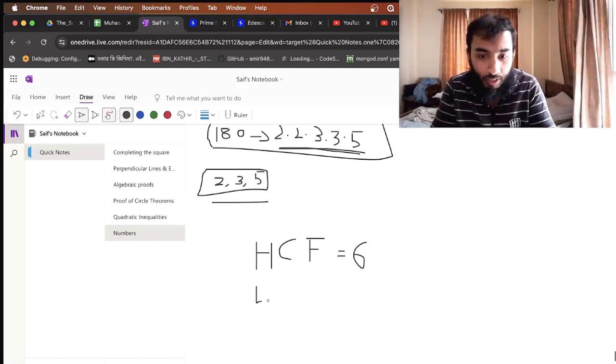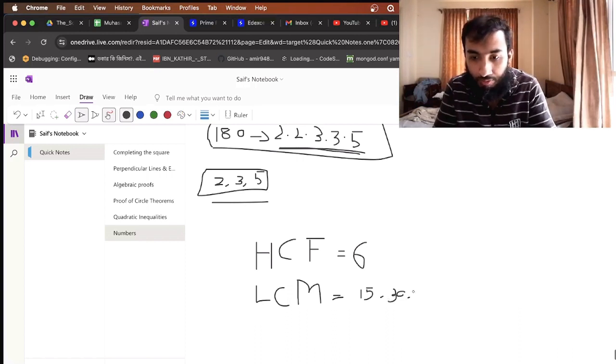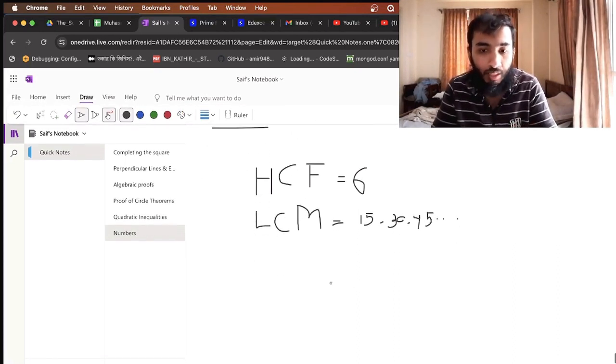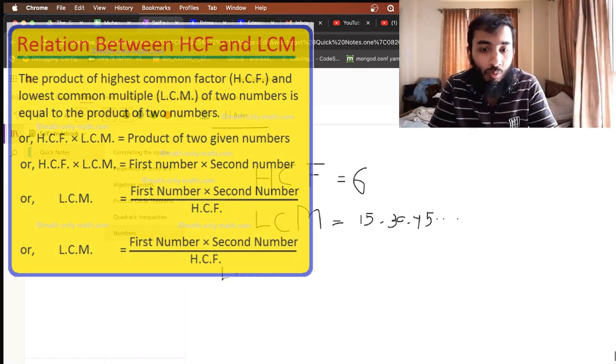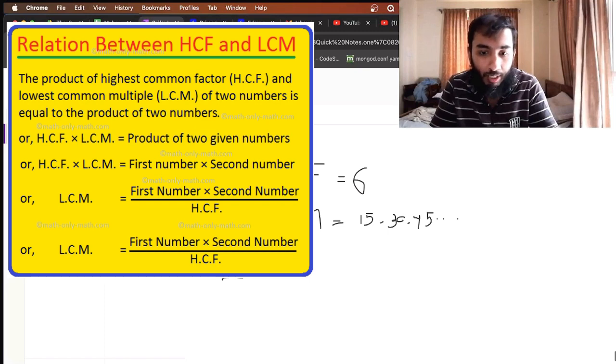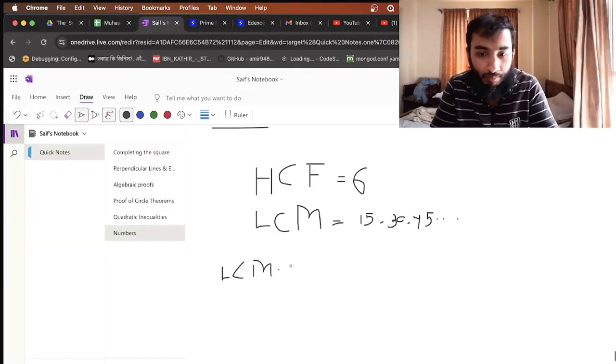And the lowest common multiple of the two numbers is a multiple of 15. A multiple of 15 can be like 15, 30, 45, and so on. It can be any multiple of 15. So from the properties of LCM and HCF, we can write the multiplication of LCM and HCF of two numbers.